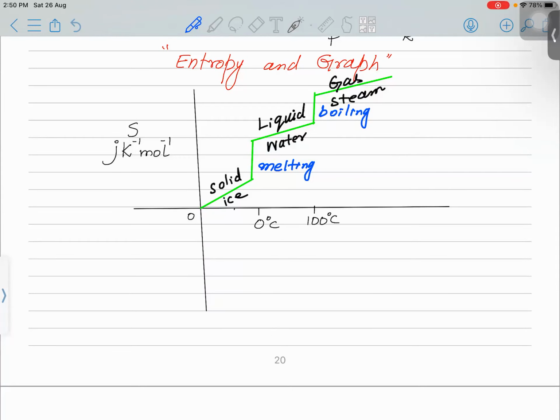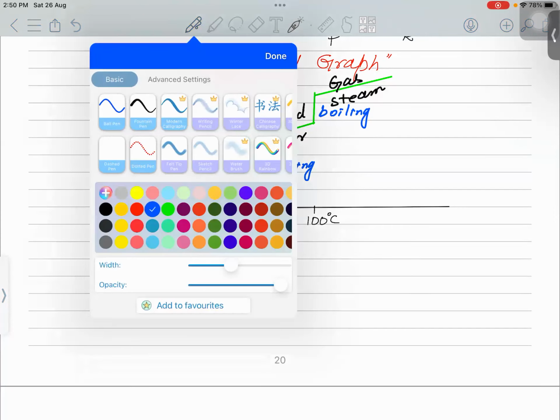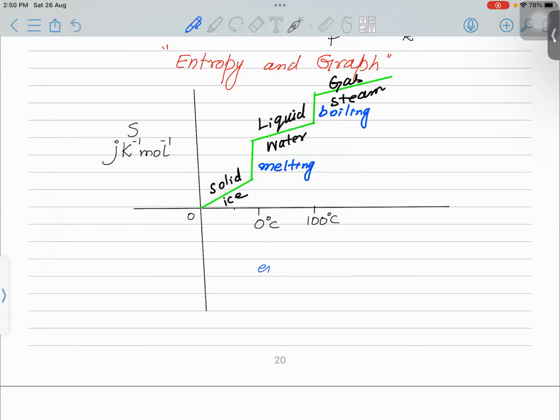So as the temperature increases, entropy increases. Write another point: entropy is directly proportional to temperature. So when you increase the temperature, entropy increases.